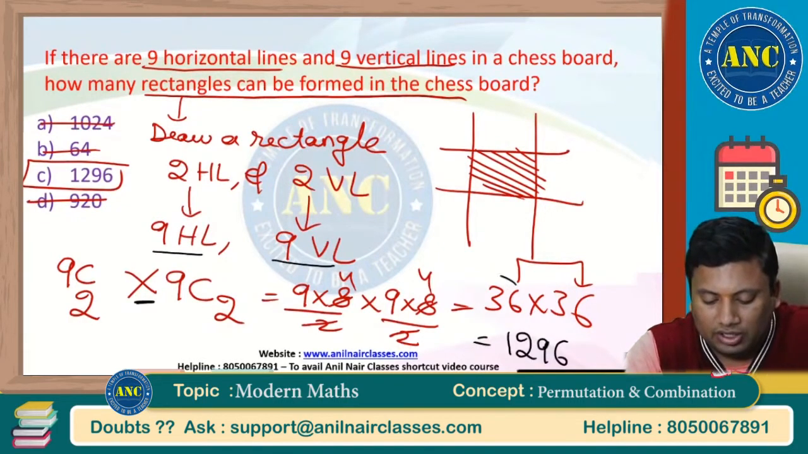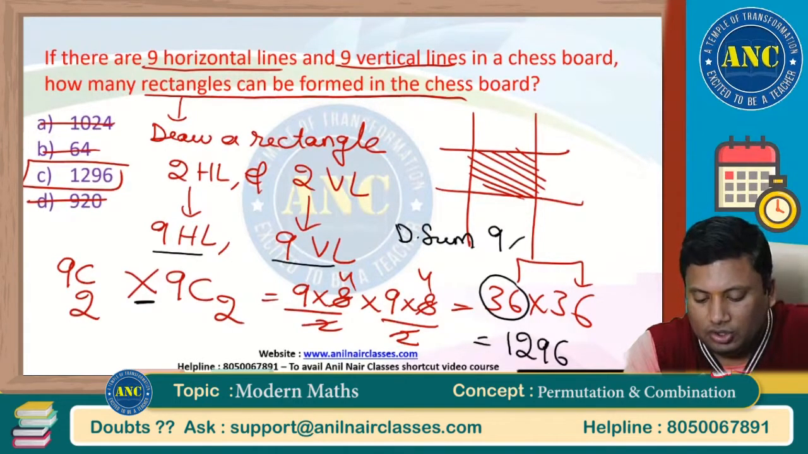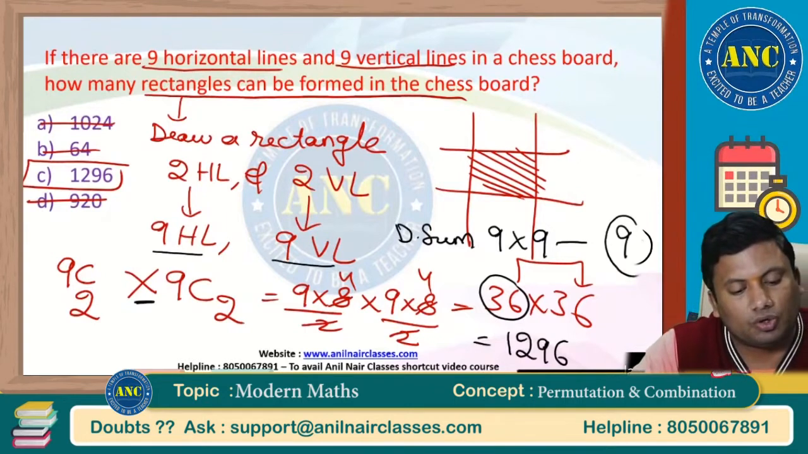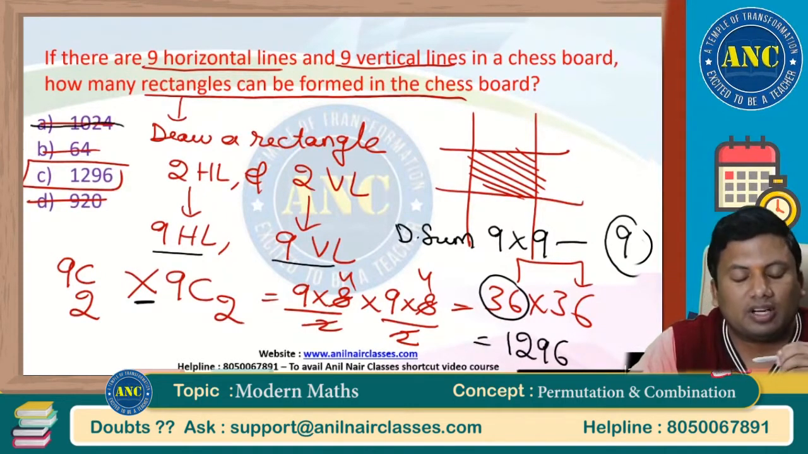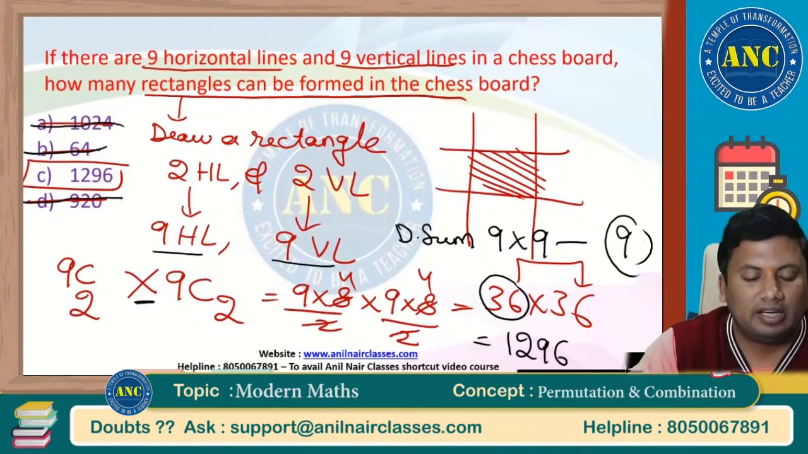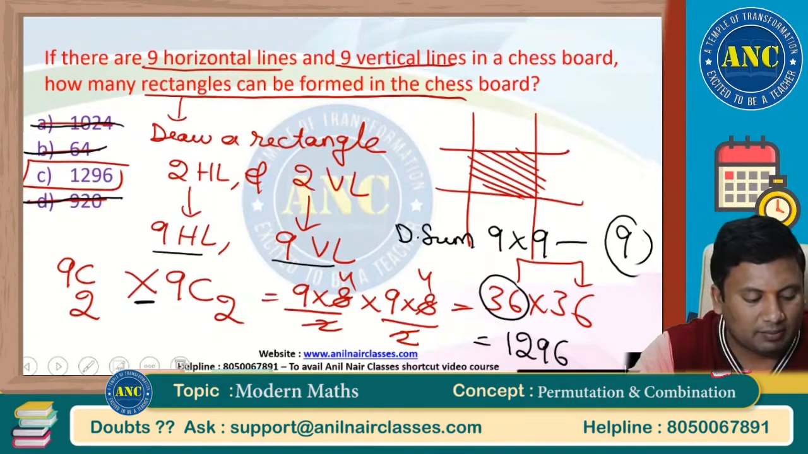Or you can use a digital sum. 36 digital sum is 9. 9 into 9, 9 nines are 81, digital sum 9. Answer digital sum should be 9. 4 plus 2 plus 1, 7, not possible. 64, not possible. 920, not possible. So answer is 1296. Digital sum is 9.